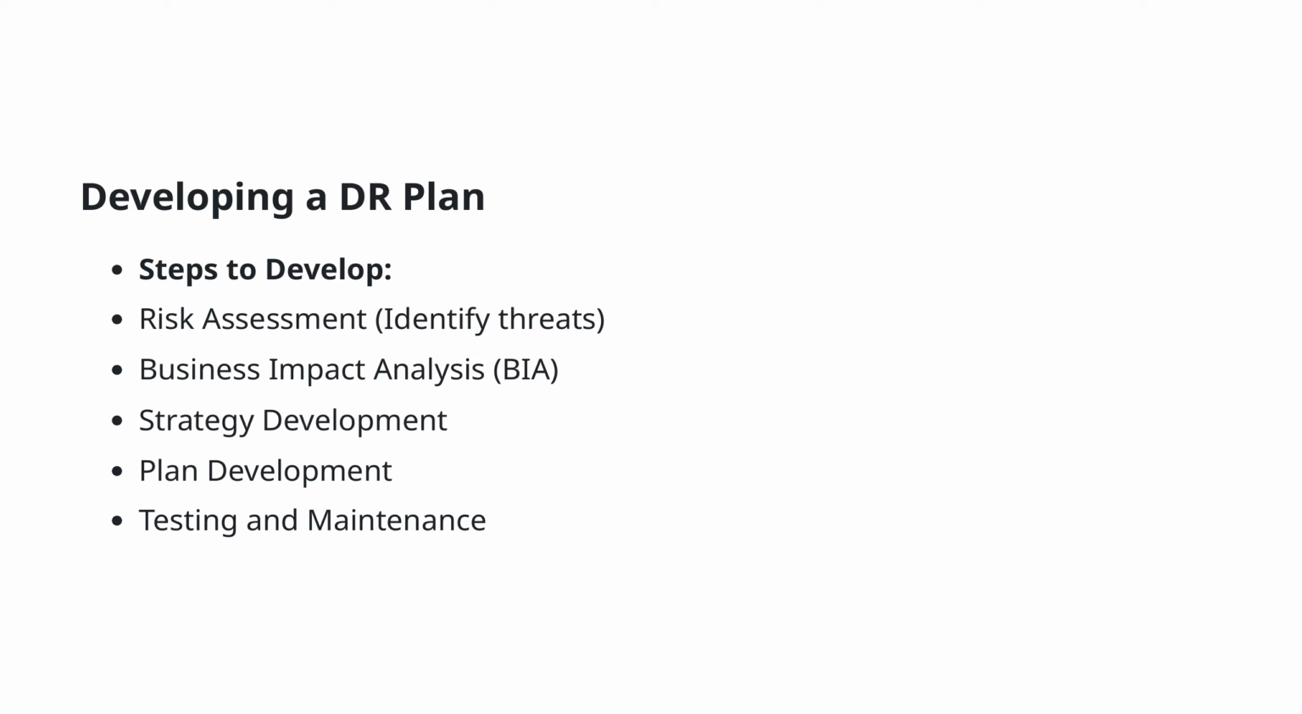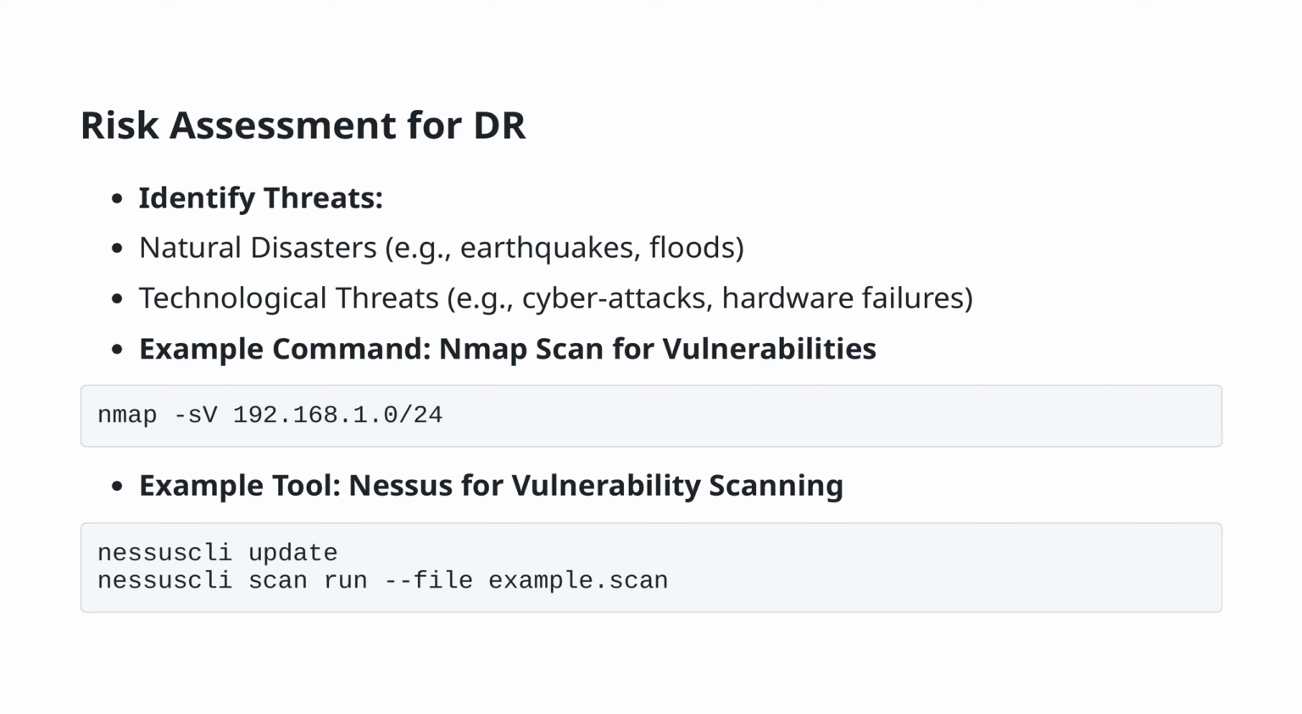In this slide, we delve into the first critical step in developing a disaster recovery DR plan: risk assessment. The goal of risk assessment is to identify potential threats that could disrupt your business operations. These threats can be broadly categorized into natural disasters, such as earthquakes and floods, and technological threats, including cyber attacks and hardware failures. To systematically identify and evaluate these risks, various tools and commands can be utilized. For example, Nmap can be used to scan your network for vulnerabilities.